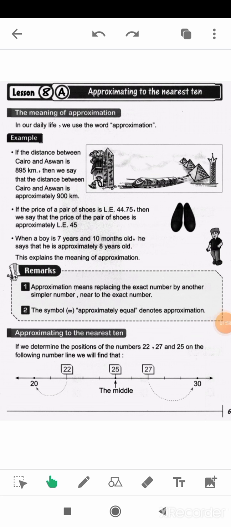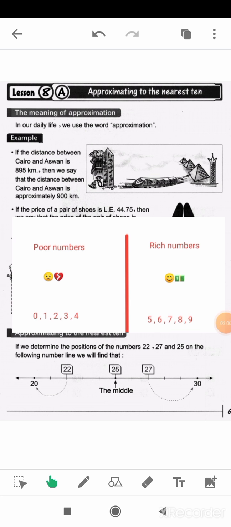From this example, we find this rule. If I want to approximate a number to the nearest 10, I will look at the units digit. If the units digit is a poor number, it will become 0. And if the unit digit is a rich number, it will become 0 and we add 1 to the tens place.